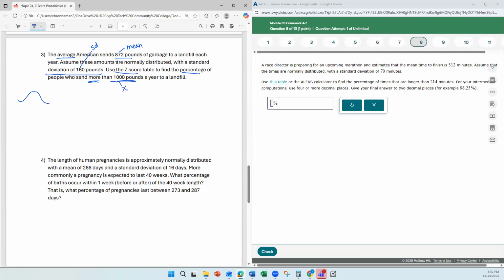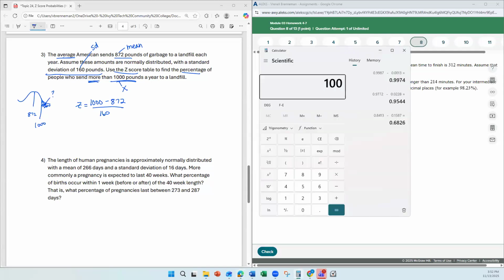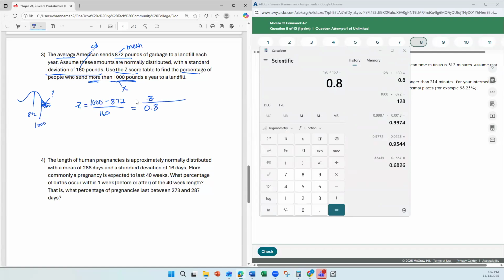So I'm going to draw a little picture here. The mean here is 872. 1,000 would be over here somewhere. And I want more than 1,000. So this is what I'm looking for. First step, I have to find the z-score. Data value minus the mean divided by the standard deviation. So that's 1,000 minus 872 divided by 160, 0.8. That is my z.